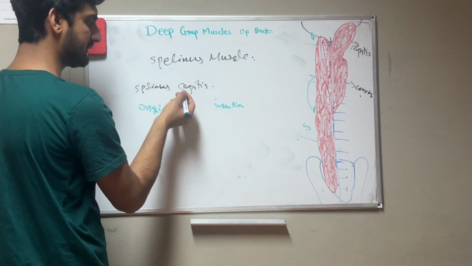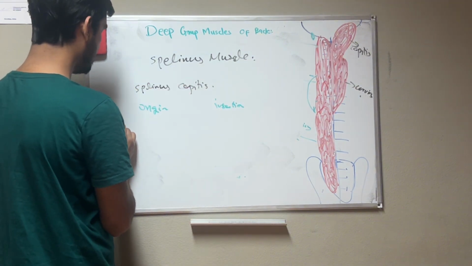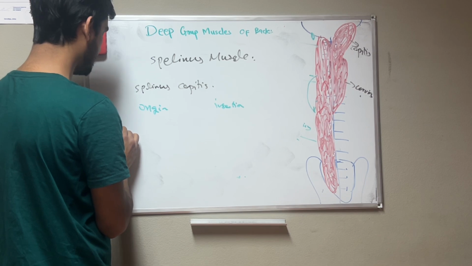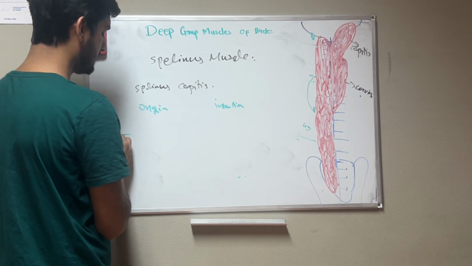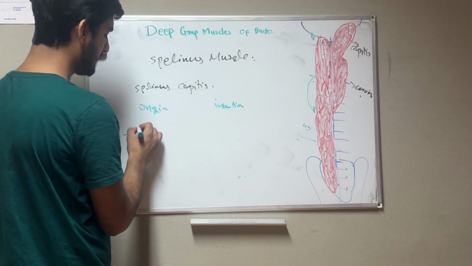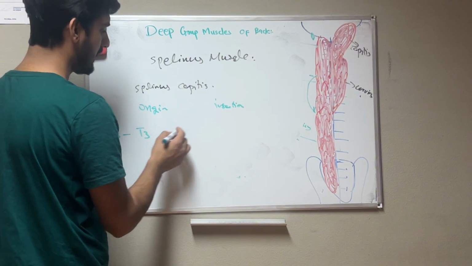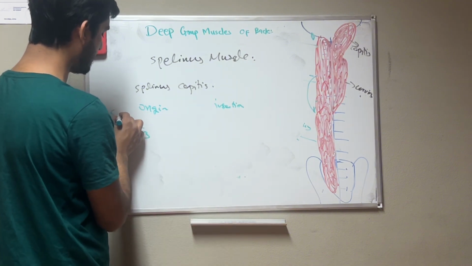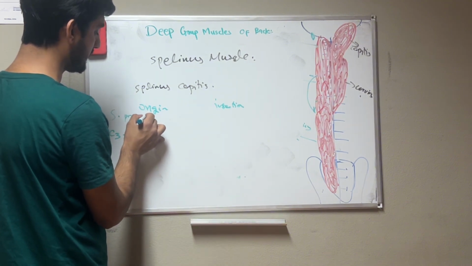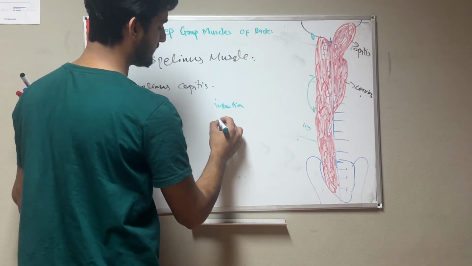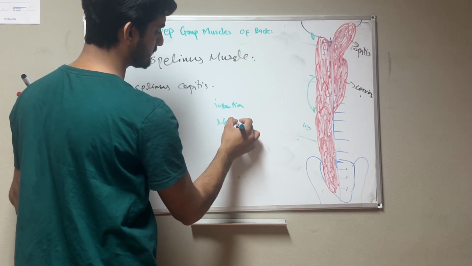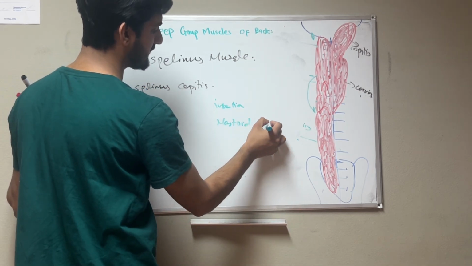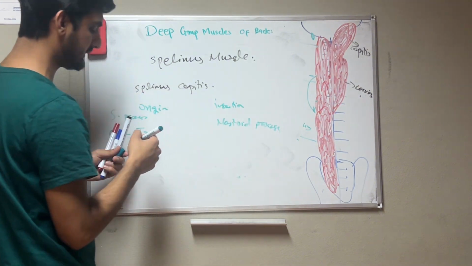Origin of splenius capitis from where? From the spine process of C3 to T3, and it inserts into the mastoid process, because this is splenius capitis.